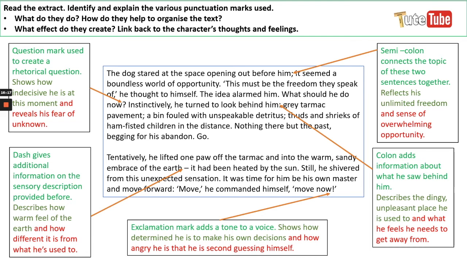I've looked at the exclamation mark, which adds a tone to a voice, shows how determined he is to make his own decisions and how angry he is that he is second guessing himself. I've looked at the dash, which gives additional information on the sensory description provided before, describes how warm the feel of the earth is and how different it is from what he's used to. And the question mark is used to create a rhetorical question, shows how indecisive he is at this moment, and reveals his fear of the unknown. Pause the video now and add to your notes.